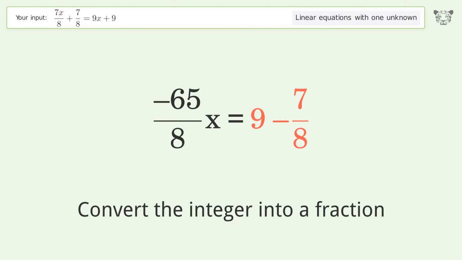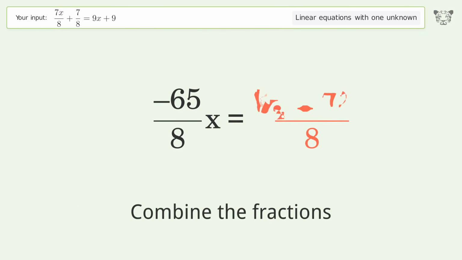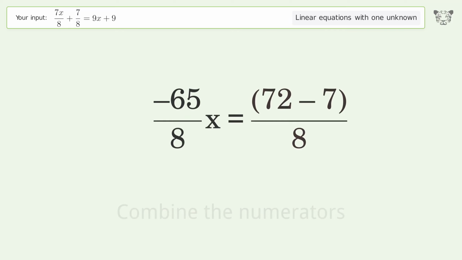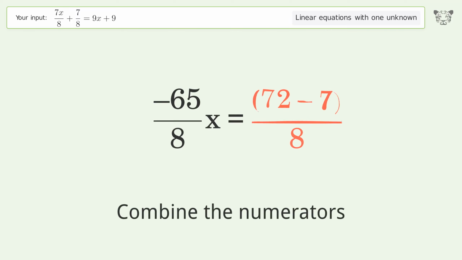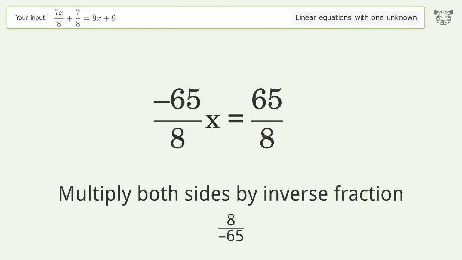Convert the integer into a fraction. Combine the fractions. Combine the numerators. Isolate the x. Multiply both sides by inverse fraction 8/-65.